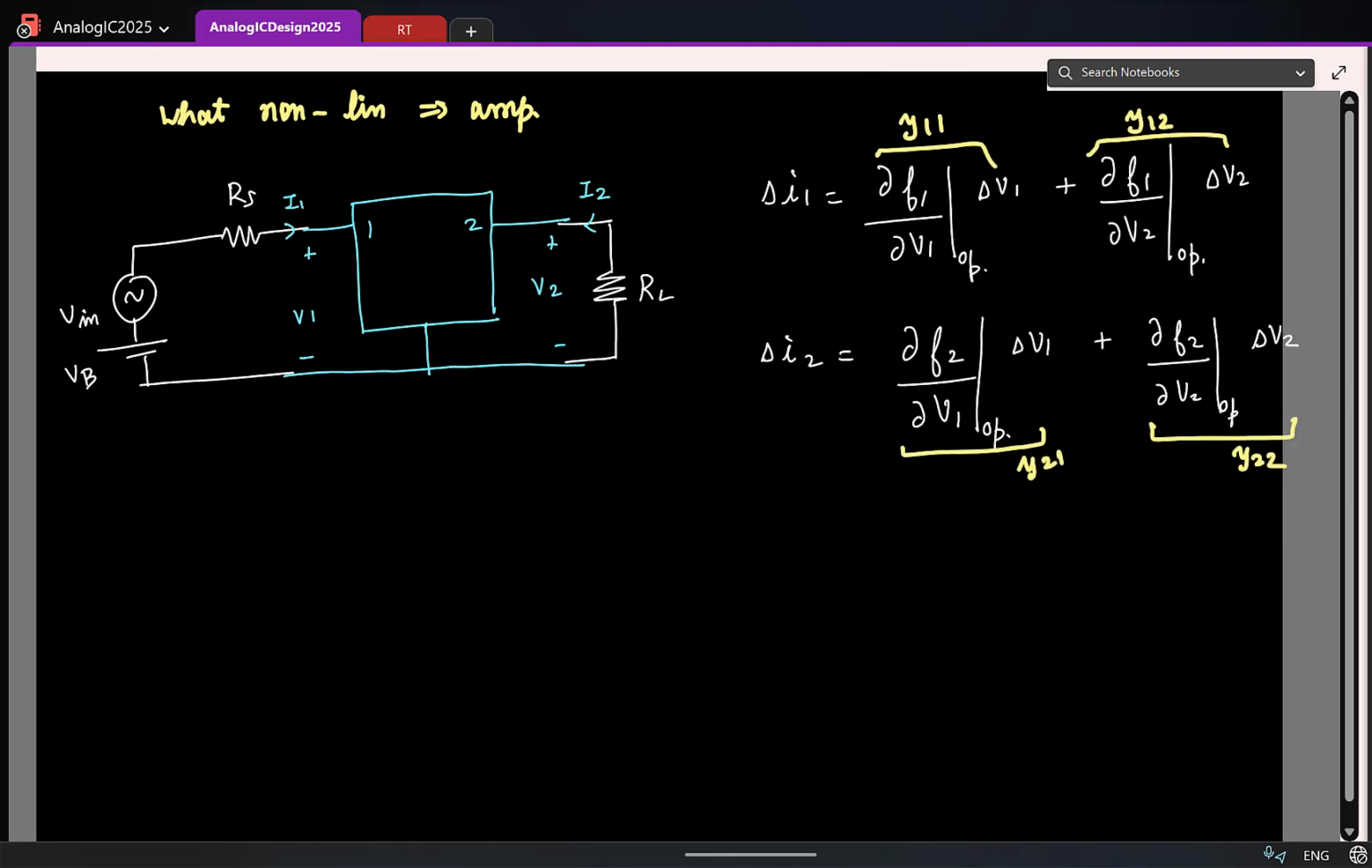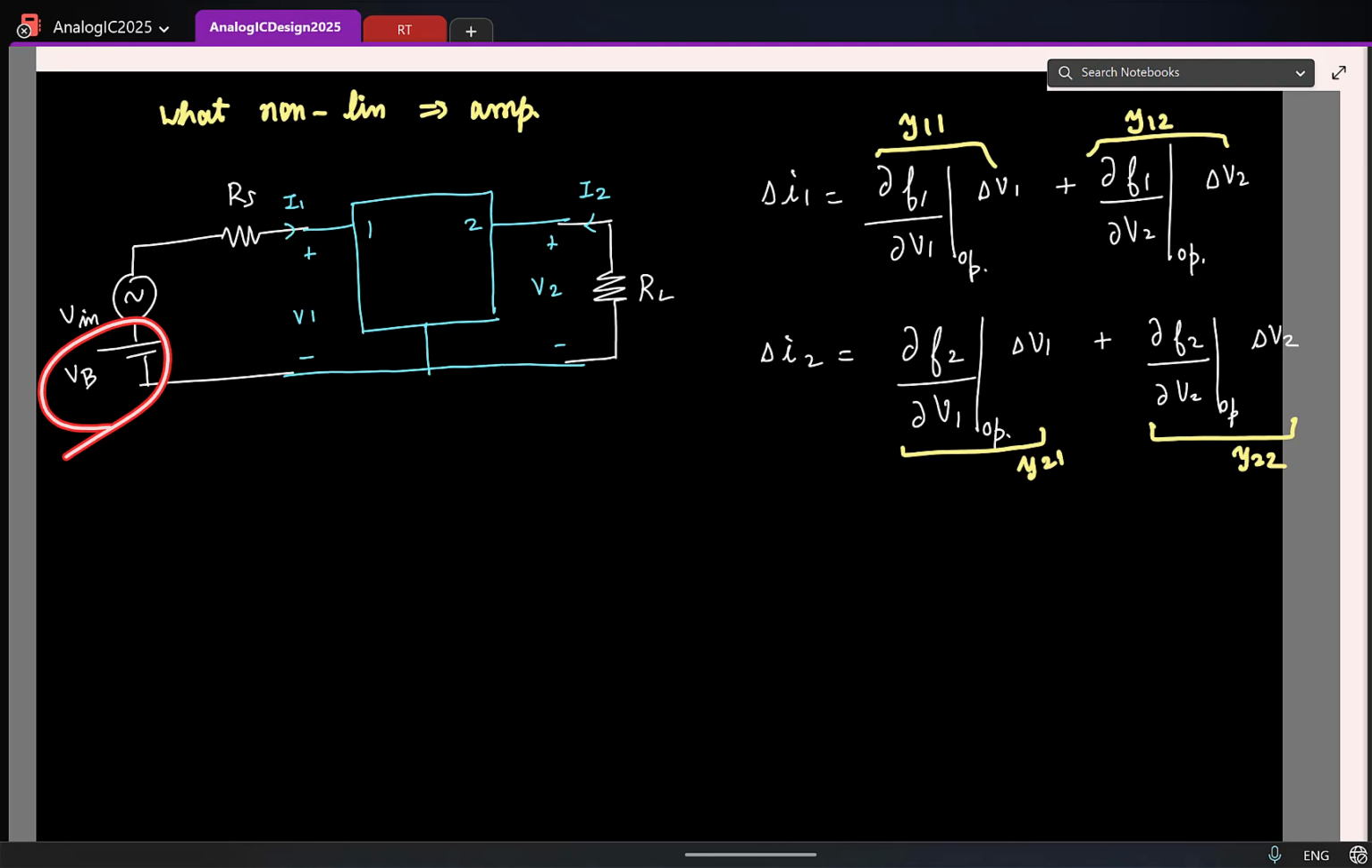Now I'm trying to draw the small signal equivalent for this based on the equations here. So for small signals, what do you do for the DC sources? You make them zero. Voltage source is zero, current source is zero, right? For a voltage source, it's a short circuit. If it's a current source, if you make the current zero, it's an open circuit. So here, let's say I short this.